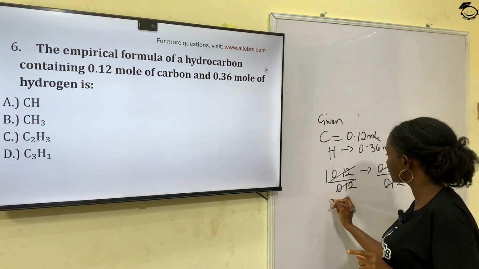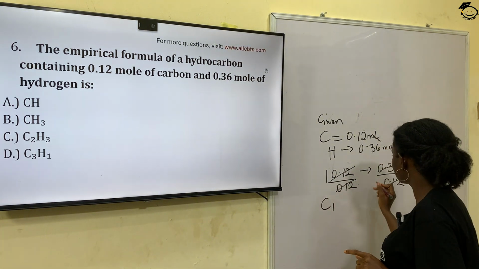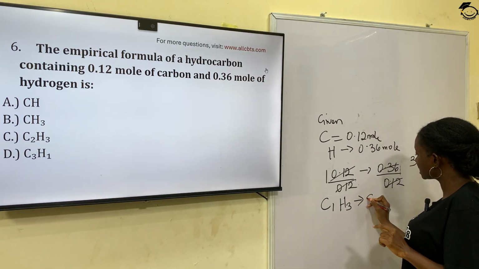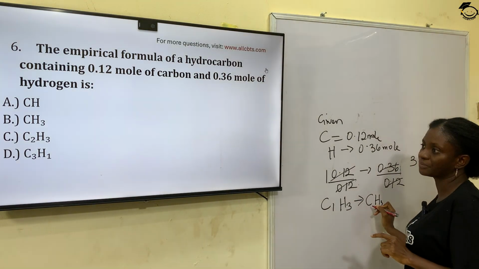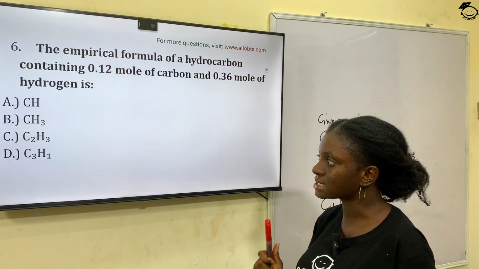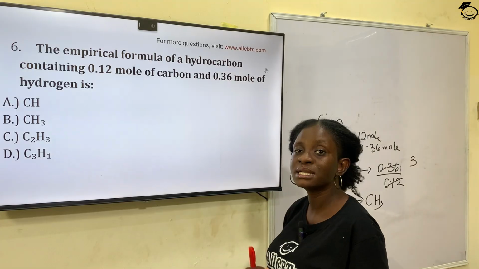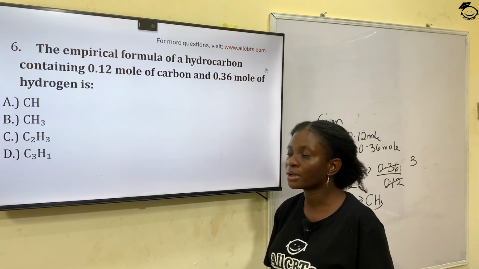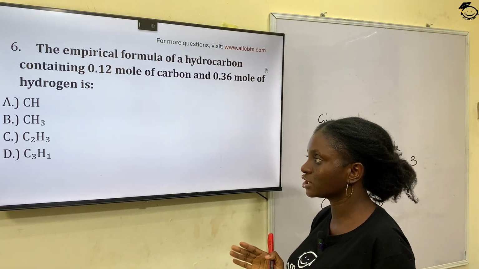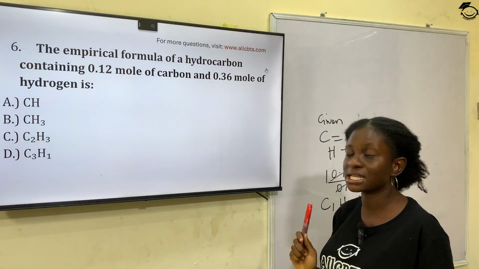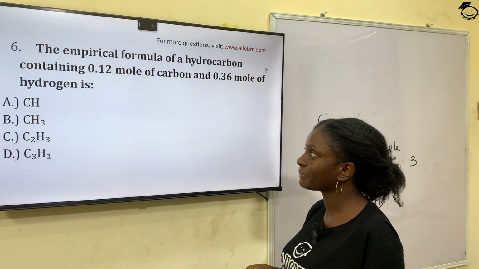So we have C1H3. The correct way to write this is CH3. So from the options, we can see option A, CH, option B, CH3, option C, C2H3, option D, C3H1. The correct answer from our calculation is CH3, option B.